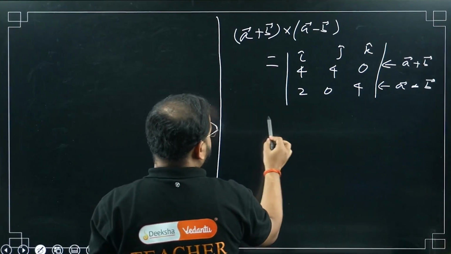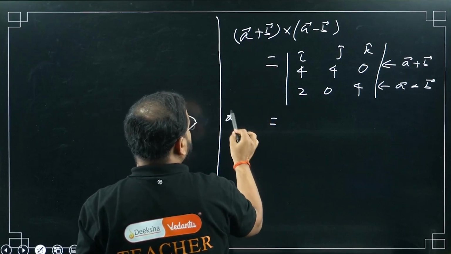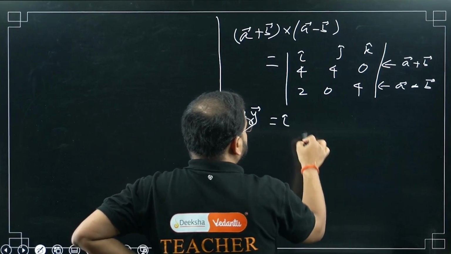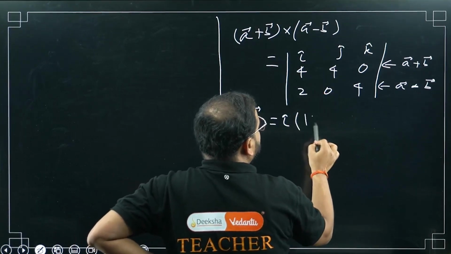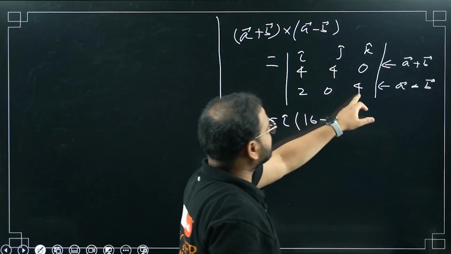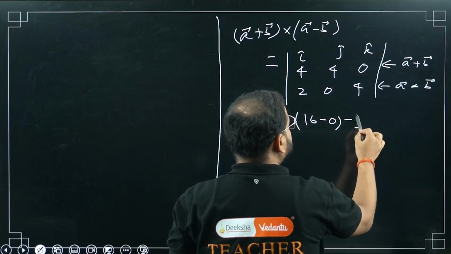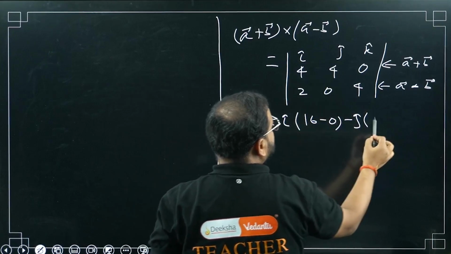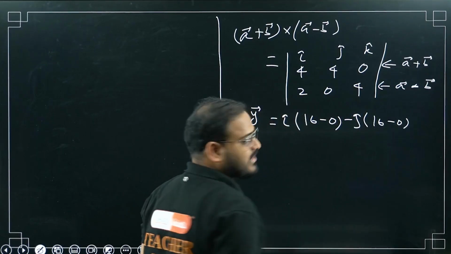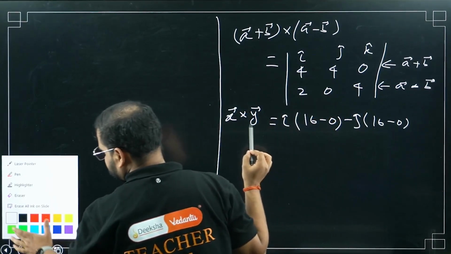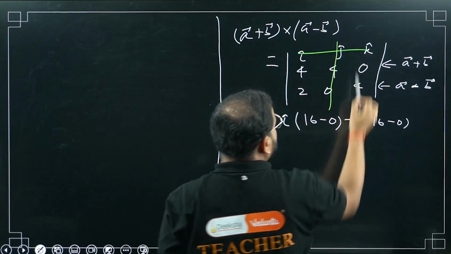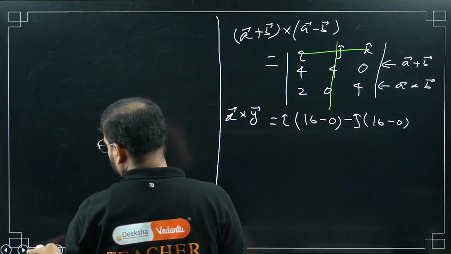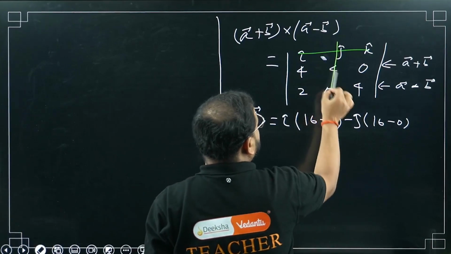Find this determinant, which I can simply write as X cross Y. I'll have I cap times 4 into 4, 16, minus 0. Minus J cap times: cancel this, so 4 into 4, 16 again, minus 2 into 0 which is 0. Great, so cancel this out.